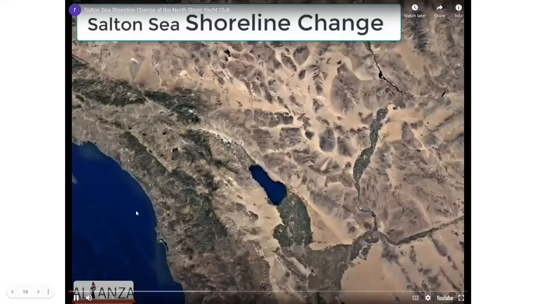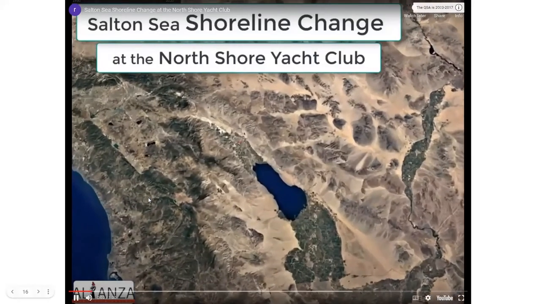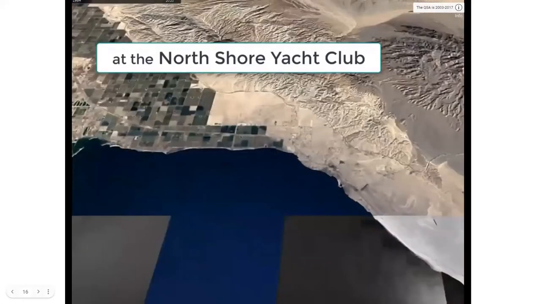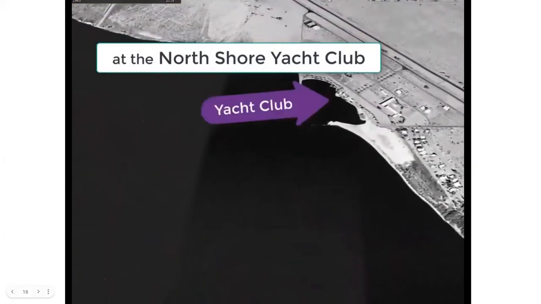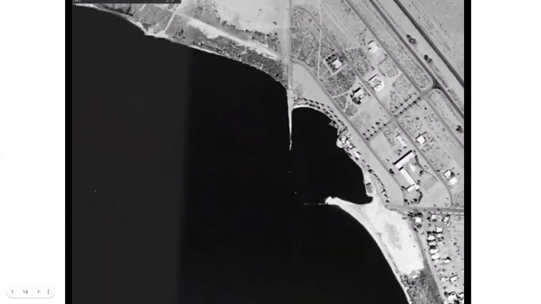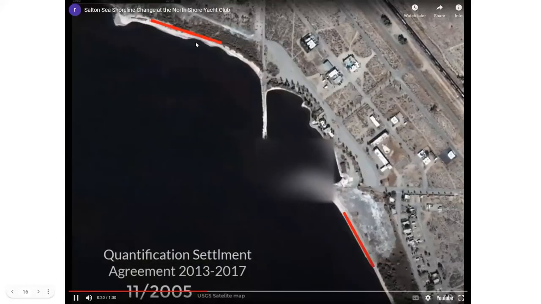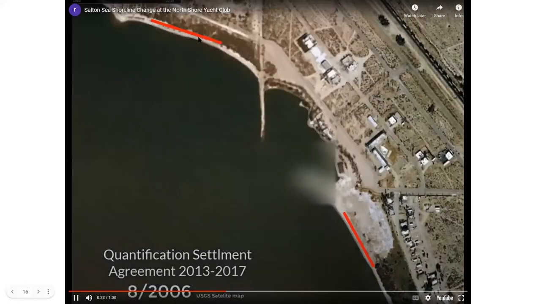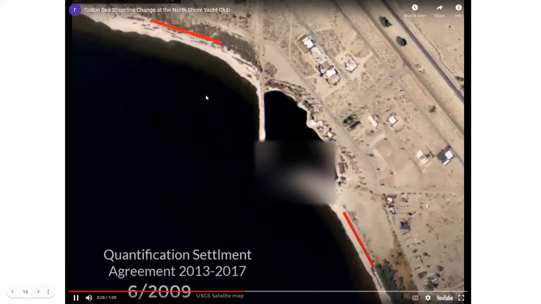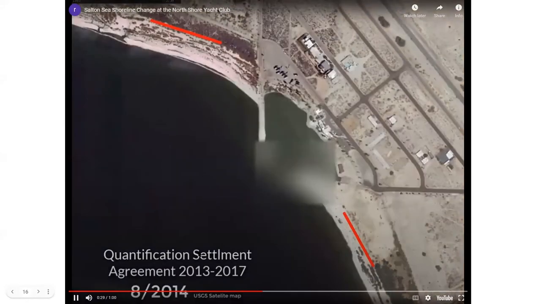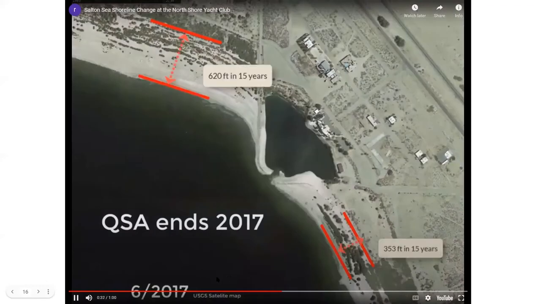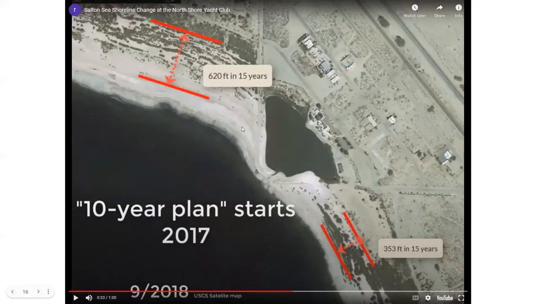Okay. So we started by collecting data from satellite images, and that data was all the way back to, I think, about 1998. And then from 1996, a black and white satellite image of the North Shore Yacht Club. And that's where we started plotting our first strand lines. And you see that strand line here, this red one. And so we collected that data all through the quantification settlement agreement, which went from 2003 up to 2017. And in that time, you had actually 620 feet shoreline reduction during the quantification settlement agreement.